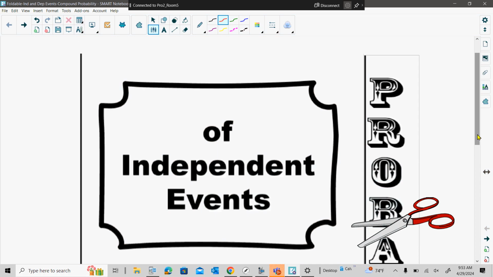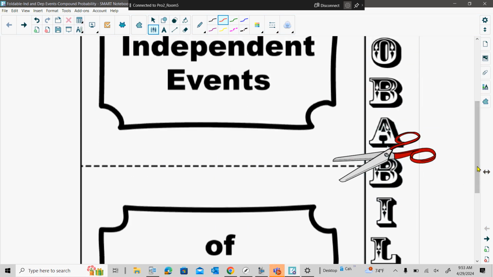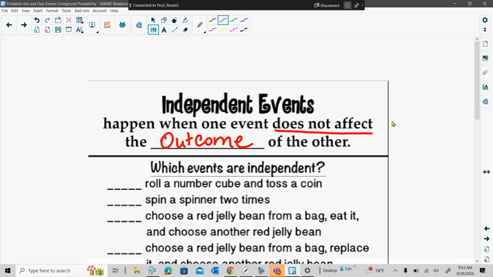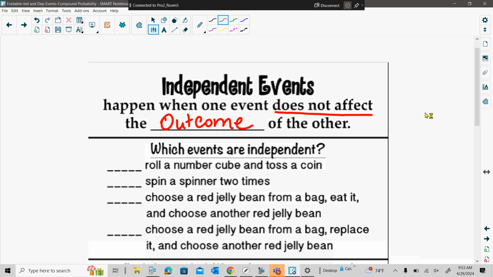You should cut on this dotted line right here to create your two tabs. First tab, independent. The two outcomes, the first outcome does not affect the second.